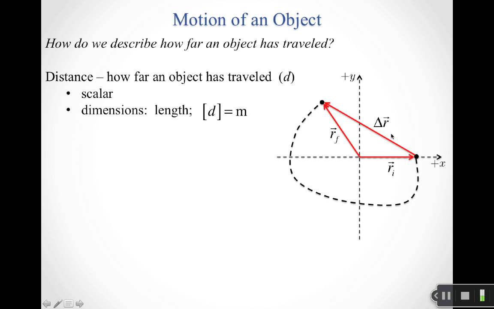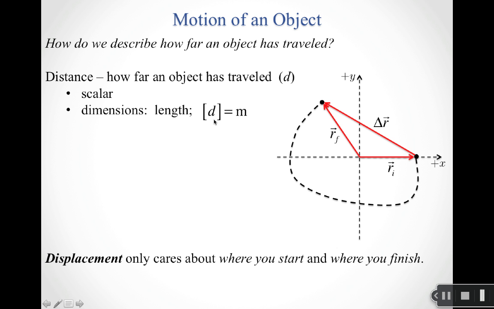So displacement and distance are two things that we'll sort of use interchangeably, but they're fundamentally different things. One of them is a scalar. The other one is a vector. We'll have to keep in mind which one we're talking about and what difference that makes. Again, distance just has dimensions of length, so the SI units we'll use will also be meters.